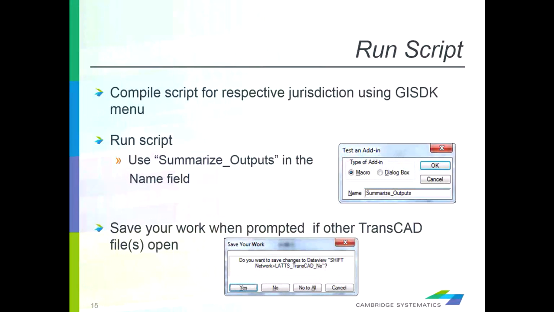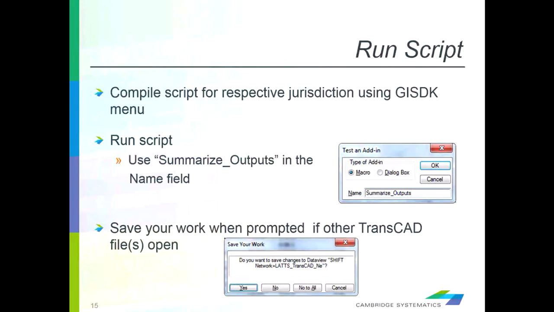So we compile the script, as mentioned, and then we run the script. And to run the script, we use the command that summarizes outputs in the box that will pop up when you click that run command. That was the 3 arrows pointing to the right. And then when you press OK, if you have files open, you might get a prompt to save your file or not. It's up to you to determine if it's important enough for the work that you have open to be saved or not.